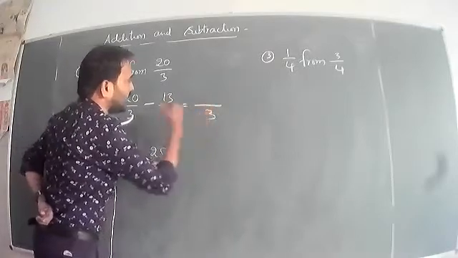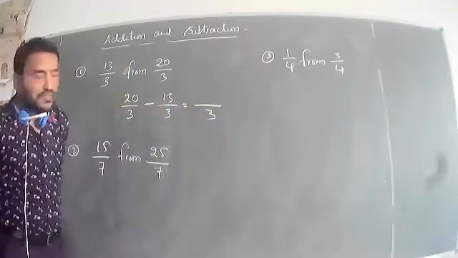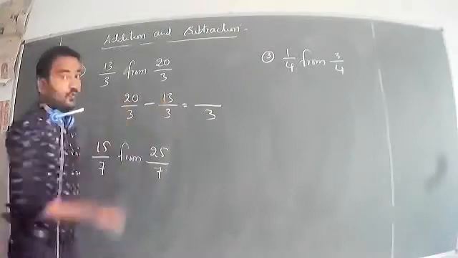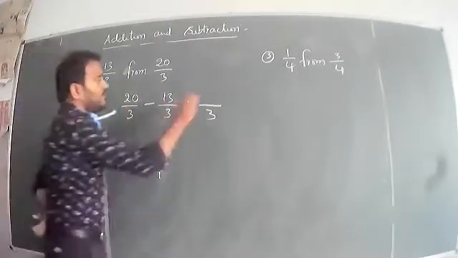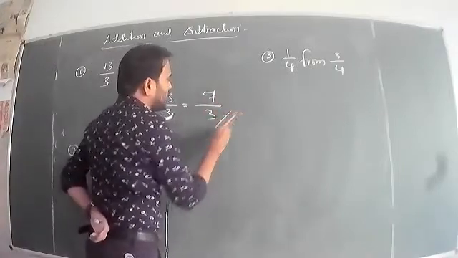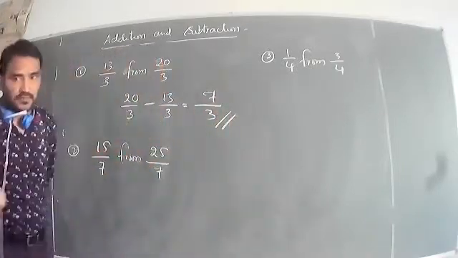Denominator stays as it is. It cannot be changed. Subtract only numerators. 20 minus 13, 7. This is the answer. It is enough.